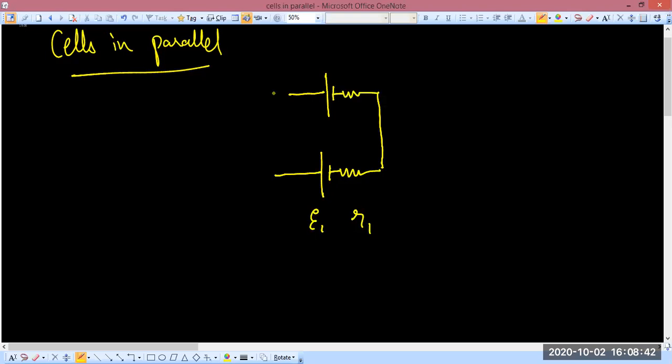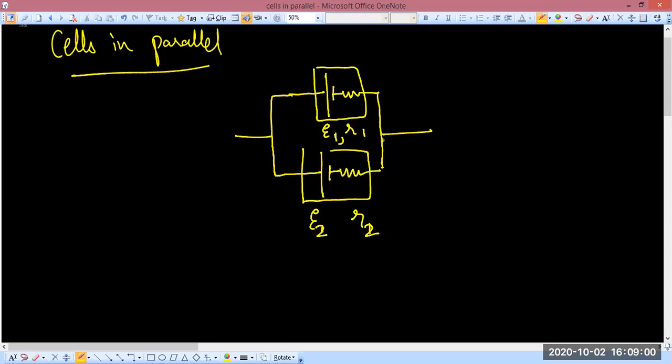Okay, maybe like this, right? So these two cells are in parallel, right? So let's say this is epsilon 1, r1, and let's say this is epsilon 2, r2. Okay, so that's what we know about these two. As usual, current will be different, right?